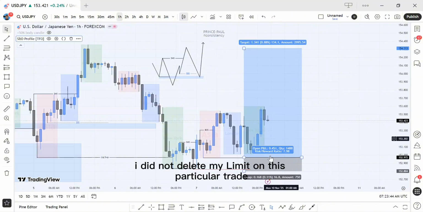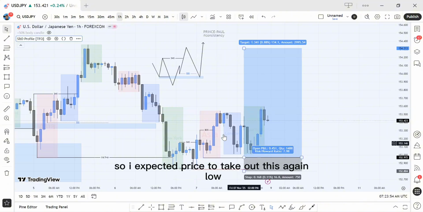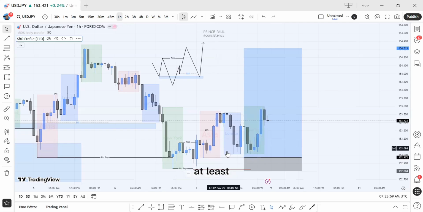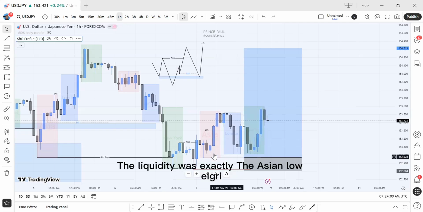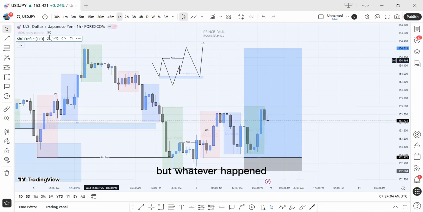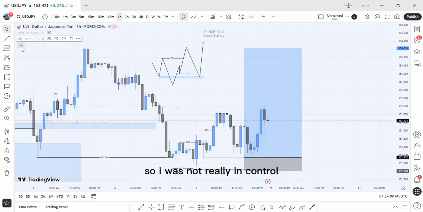Although I did not delete my limit on this particular trade. My limit is still pending and the market closed. Right? But I still expect further bias to the upside on UG. So I expected price to take out this Asian low, take out this liquidity at least. The liquidity was exactly Asian low, right? And buy to the upside. But whatever happened, for whatever reason it happened, I was not really in control.